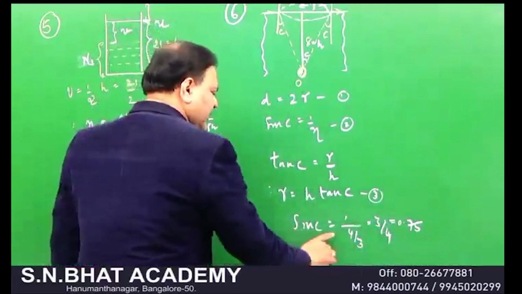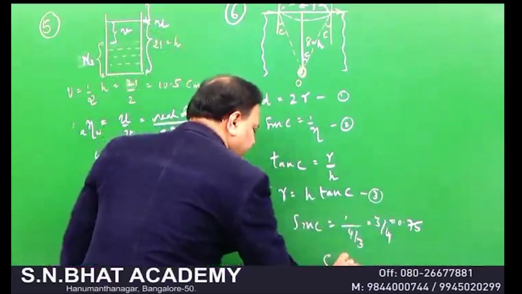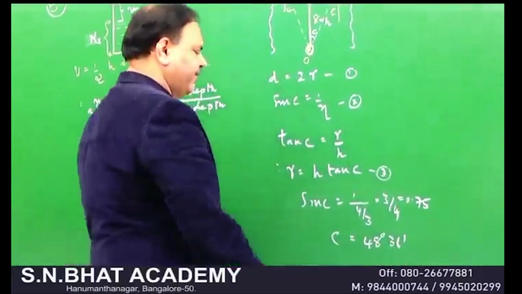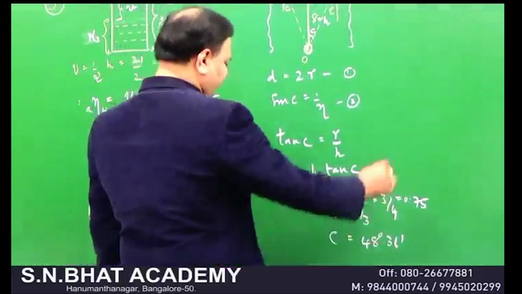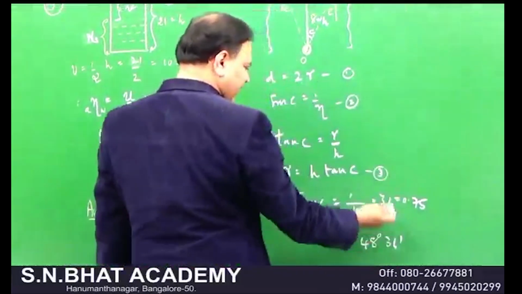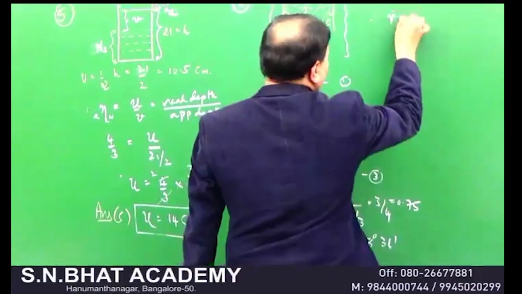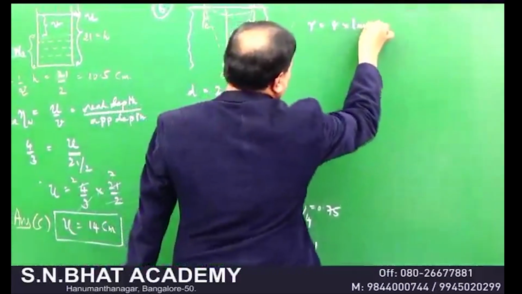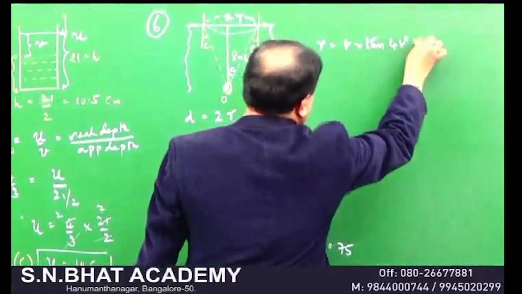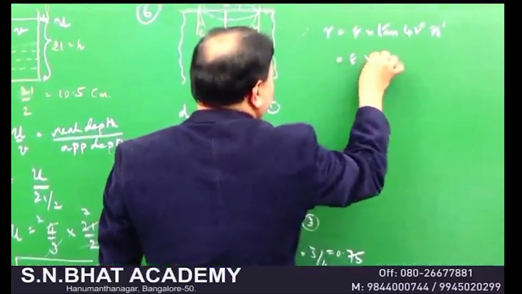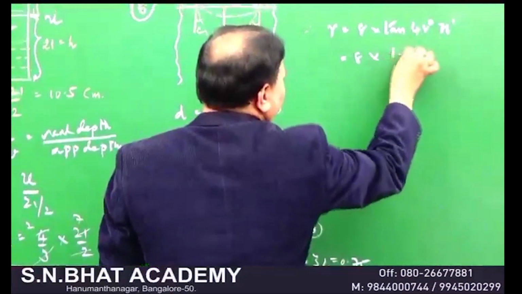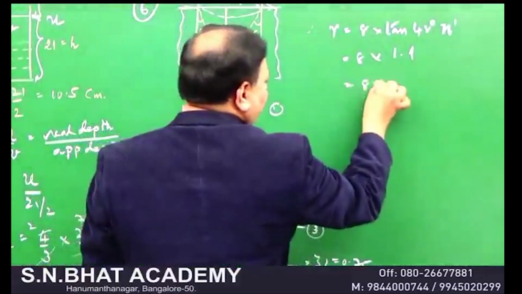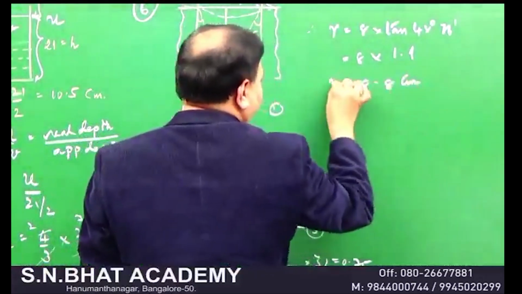Therefore, sin C is equal to 0.75, which means C is equal to 48 degree 36 minutes approximately. Therefore, you substitute that value in equation number 3. Your R is equal to 8 into tan of 48 degree 36 minutes. You must know that tan of 45 is equal to 1, so this is approximately maybe 1.1. Therefore, it is equal to 8.8 centimeter.